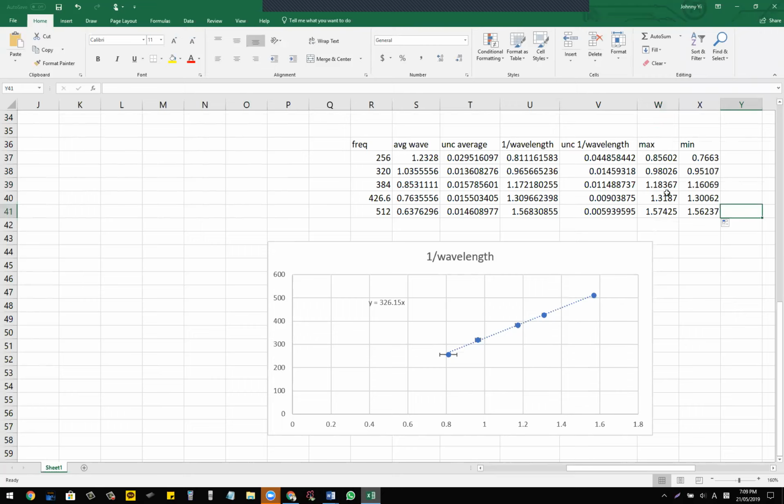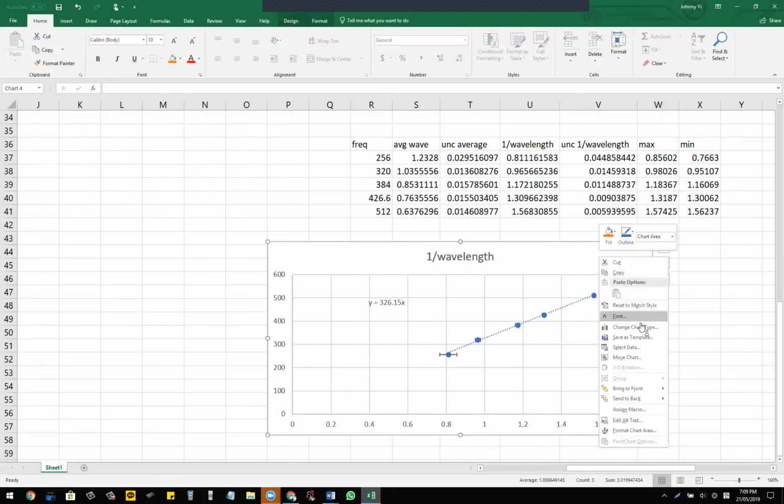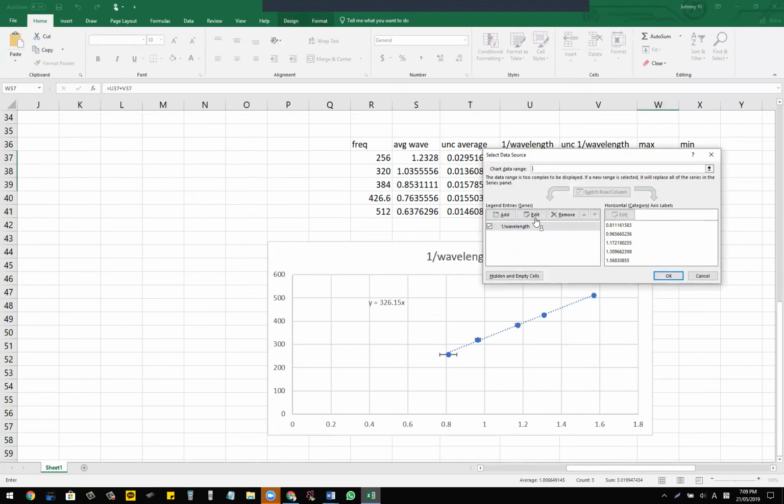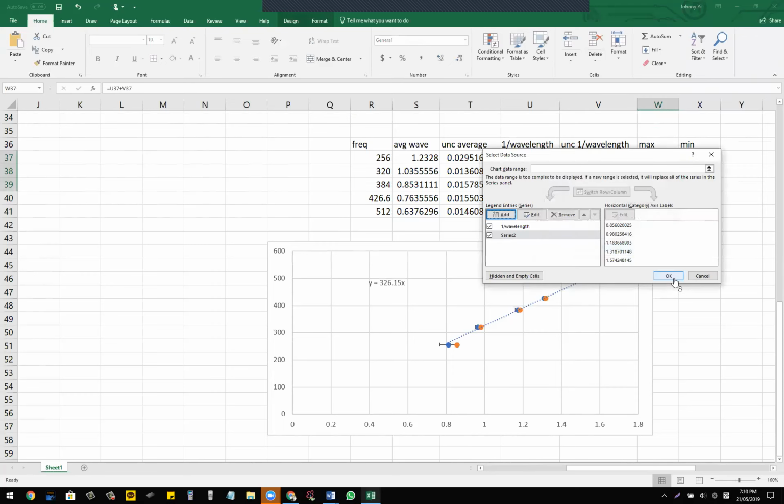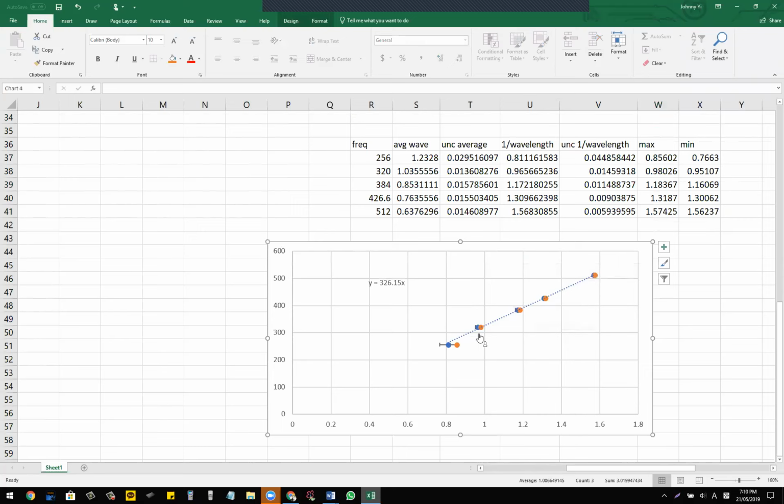And I would like to put these points in here as well. Select data, add data. X value is these. Yeah. And then the Y value is still, so we're doing the frequency versus 1 over wavelength. Yeah. So I've just added the oranges there.